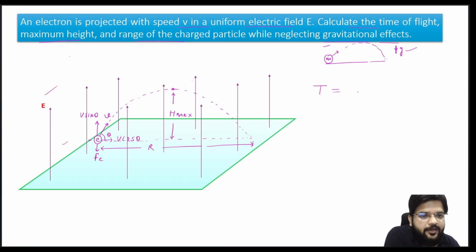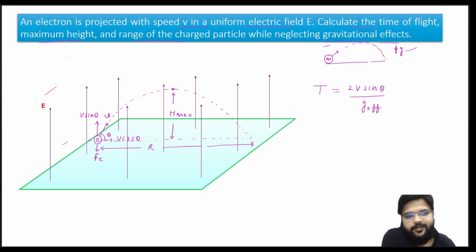So here the time of flight can be written as 2v sin theta by g effective. We want the effective acceleration, everyone. And what is the effective acceleration? Here we have only the electrostatic force, so the effective acceleration due to the electrostatic force is QE by m. Let's suppose gravity is also present. Then we add g with this QE by m, and that is g effective.